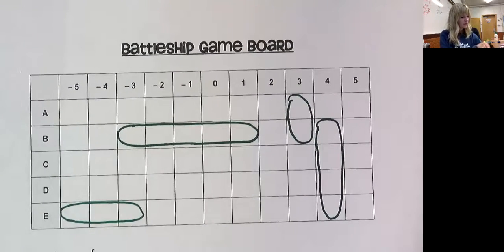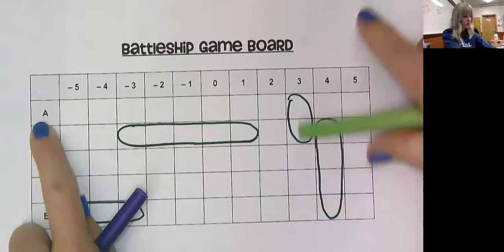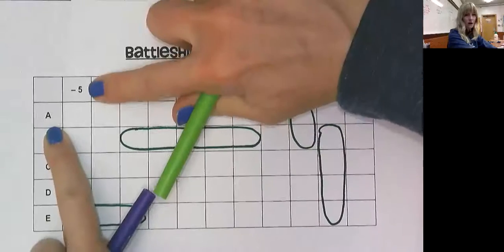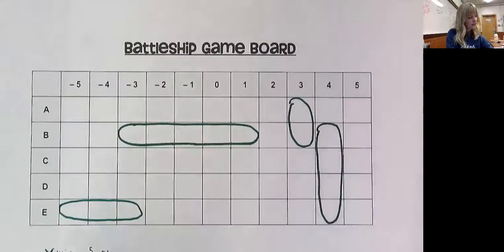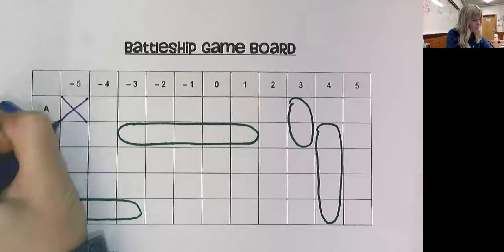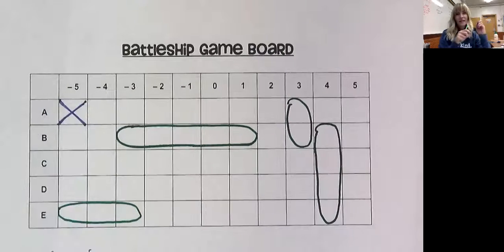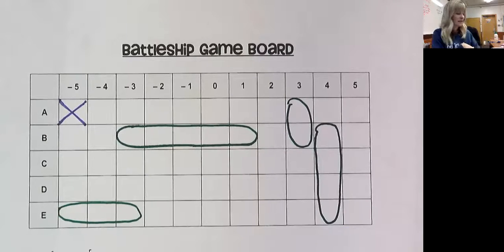A equals negative 5 means I come on my grid to row A, and I come to column negative 5, and this is where I just dropped a bomb, which is either a hit or a miss. On my game board, it was a miss. Obviously, I'm not playing against myself, I'm playing against you guys, but this is just an example here.